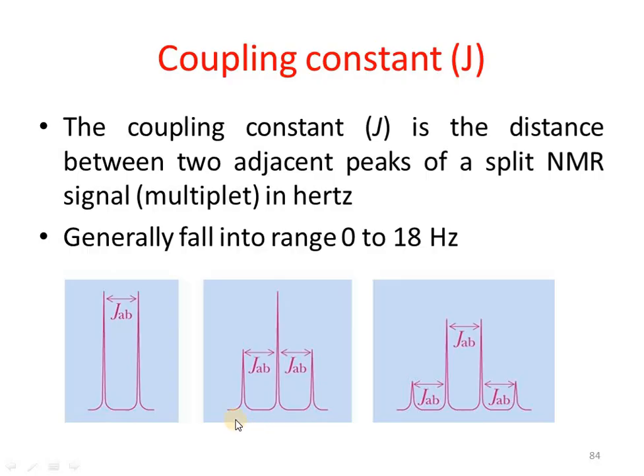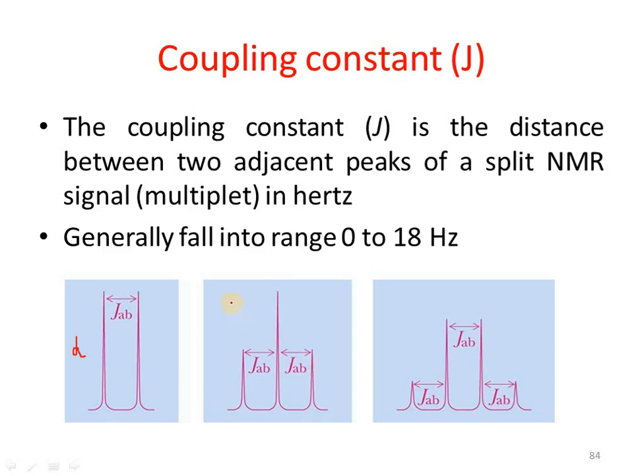So next is, what is coupling constant? Coupling constant is denoted by J. Coupling constant is the distance between two adjacent peaks of a split NMR signal, that is, two adjacent peaks of a multiplet. Multiplet means one signal. So suppose it is the signal of a doublet, then between these two peaks the distance is called the coupling constant.